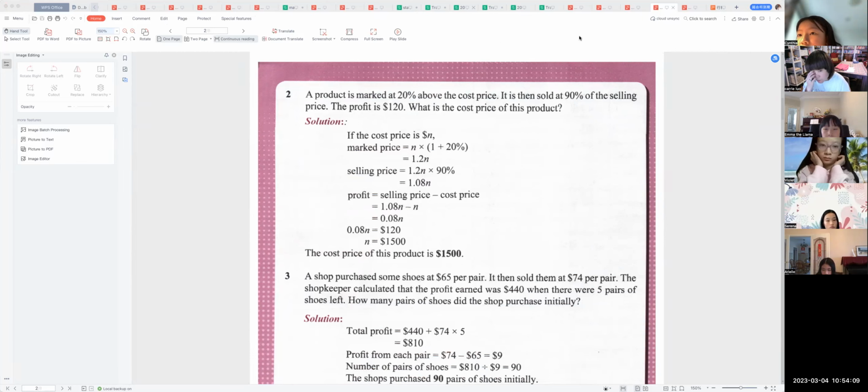Because we don't know the cost of this product, we just put it as N. But if Emma says, teacher, I don't like N, I like X, it's totally fine. It doesn't matter which letter you're using. We just know this is the cost of this product. The marked price is 20% above that. That means we're using N plus 20% of N, which equals 1.2N. And it is sold for 90% of the marked price.